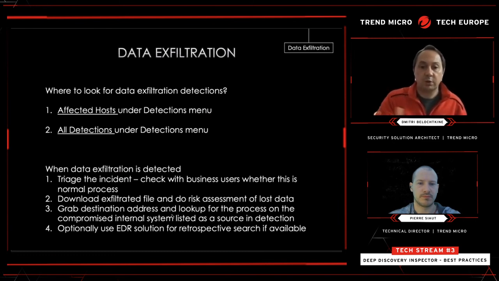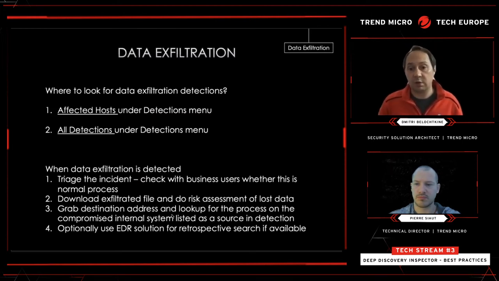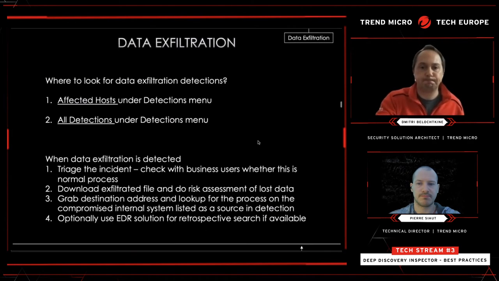What you can also do from the incident response point of view is go to the endpoints, to the server, and see if the process which communicated to the destination of data exfiltration is still running. You can maybe stop it, analyze it. If you don't have it, maybe try to use EDR, if you have it, to do retrospective analysis and see what kind of process was trying to communicate, or communicated, to this destination, okay? So you can do an investigation like this.